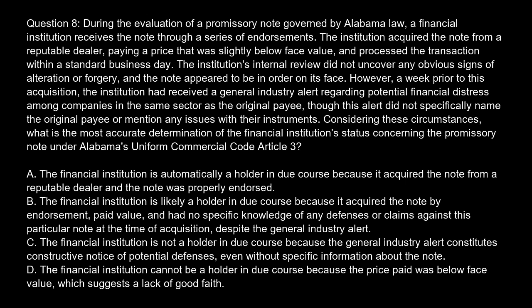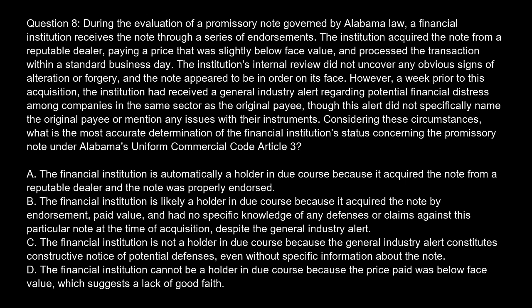However, a week prior to this acquisition, the institution had received a general industry alert regarding potential financial distress among companies in the same sector as the original payee, though this alert did not specifically name the original payee or mention any issues with their instruments. Considering these circumstances, what is the most accurate determination of the financial institution's status concerning the promissory note under Alabama's Uniform Commercial Code Article 3?